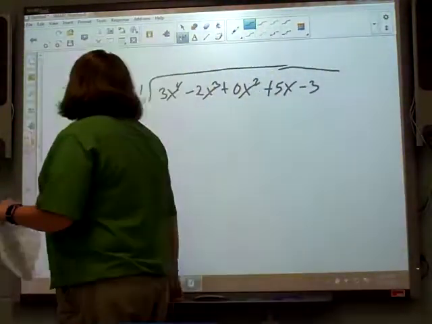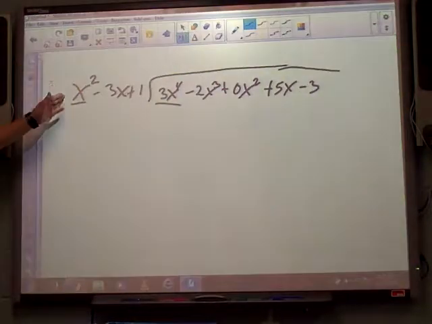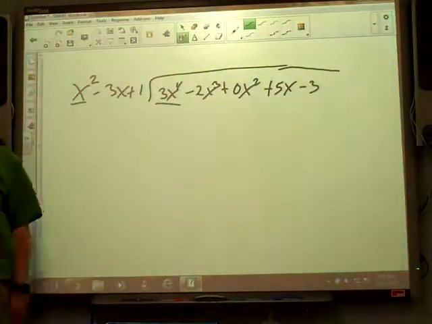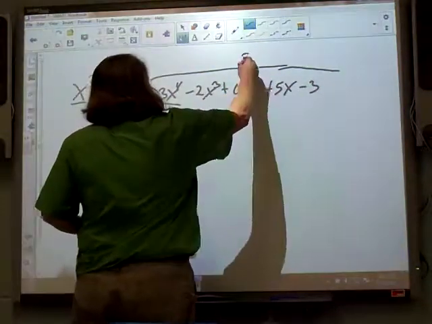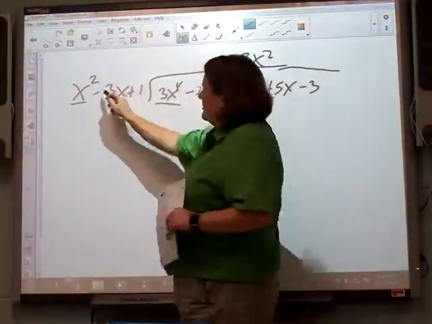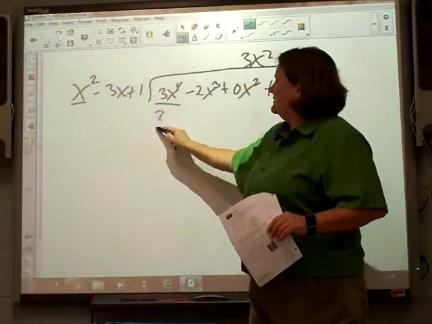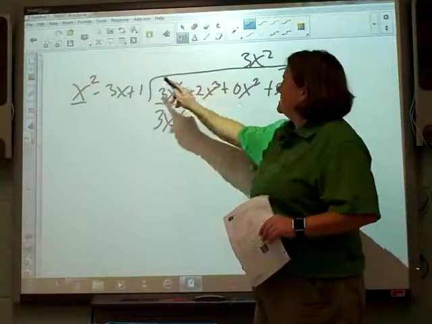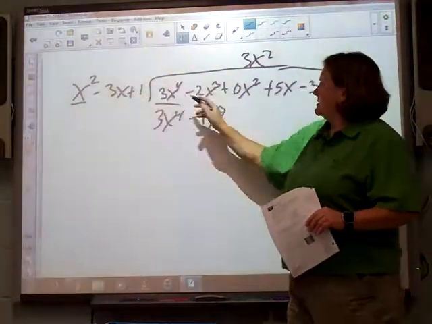All long division starts with the first outside and the first inside. X squared times what gets me 3x to the 4th? Good job. So now we distribute that to all 3 of those pieces. 3x squared times x squared, 3x squared times negative 3x, and 3x squared times 1.